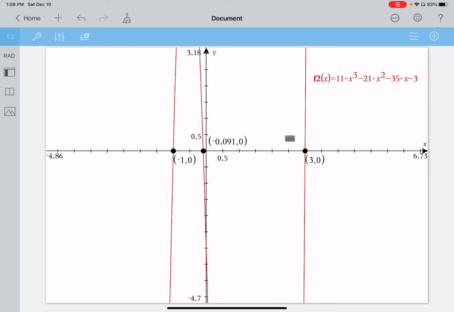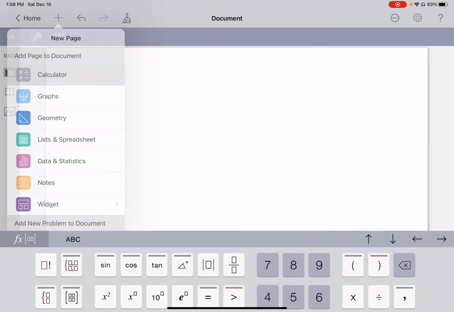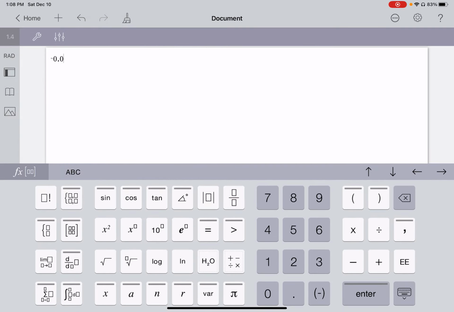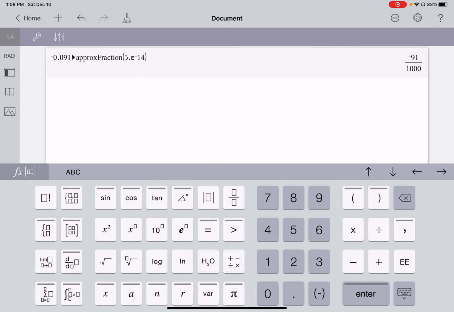Okay, so let me open up a graphing calculator. Sorry, a regular calculator, and I'm going to put negative 0.091. Negative 0.091. Menu, number, approximate to fraction. Okay, it might have been rounded. So let's just do our fractions that we had. So our fractions were 1/11 and 3/11. And let's see which one is negative 0.091. So let's start with 1/11. We've got to convert that to a decimal.